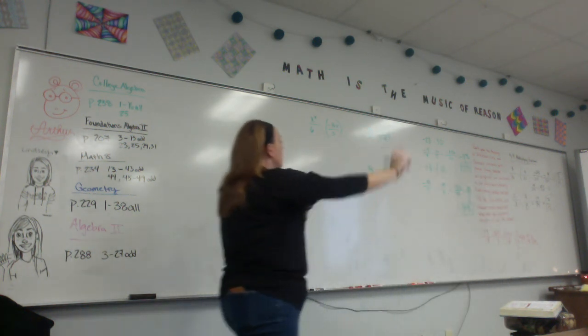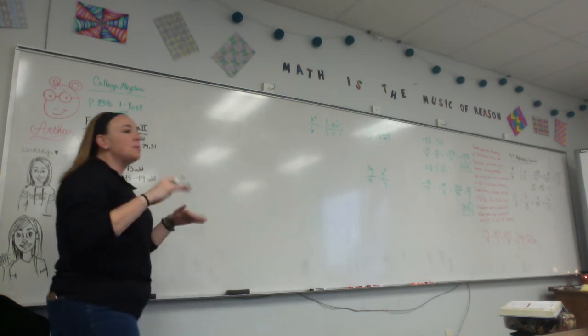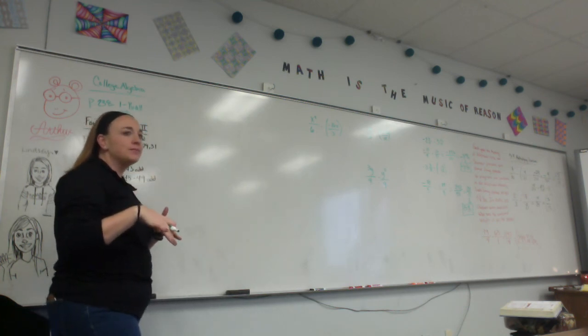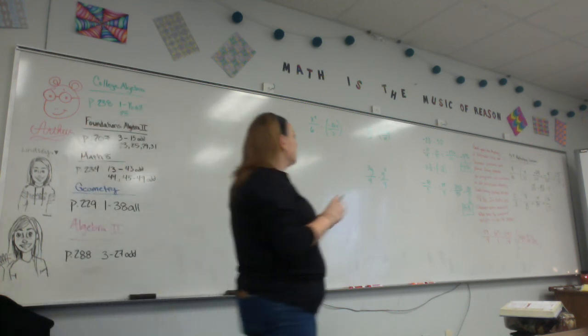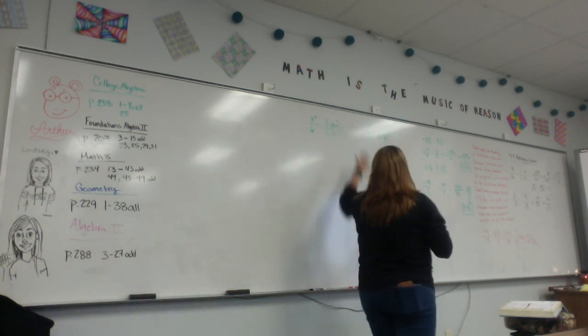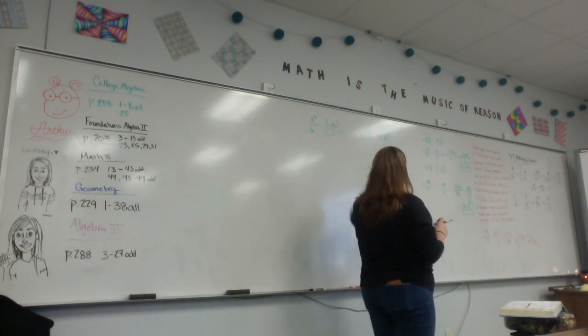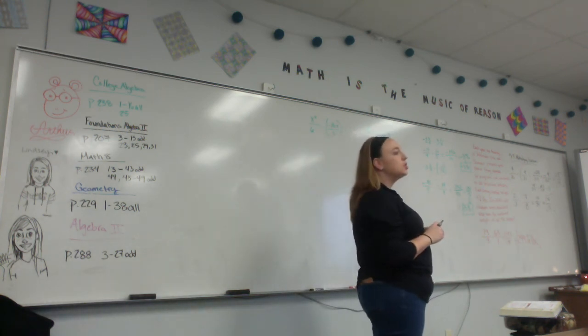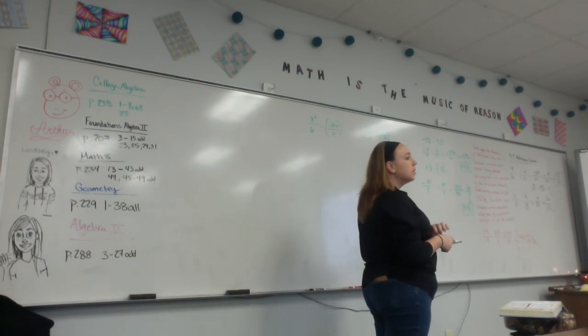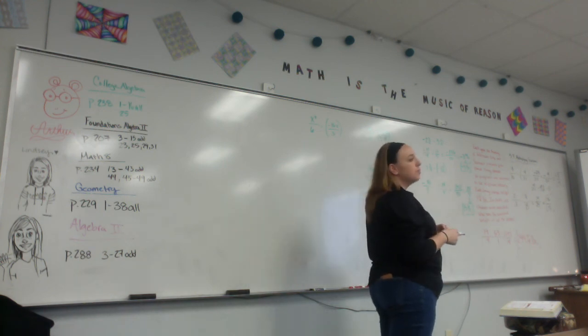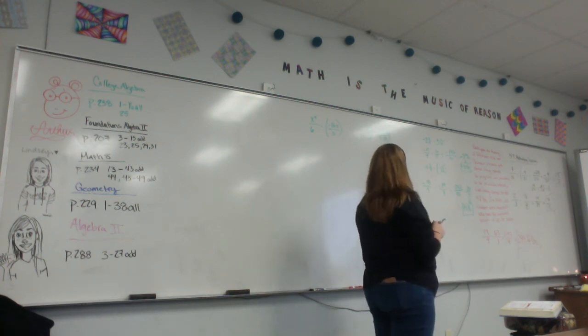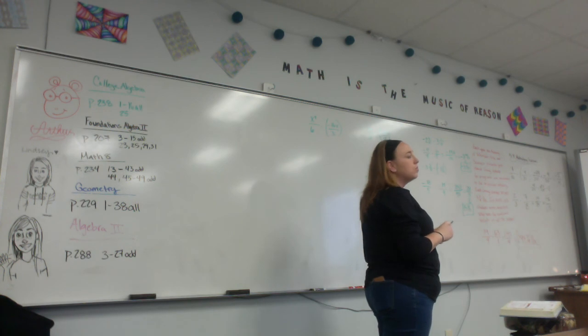Okay, now let's talk about what happens if we put variables in there. There's technically a 1 in front of the m. How do I do m over 3 times -12 over 15? Josh, what do you think?